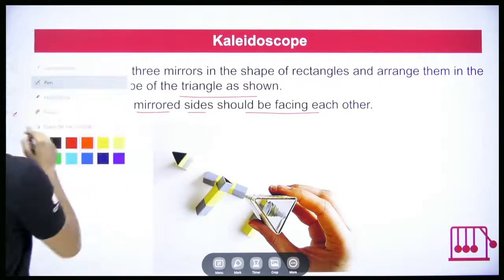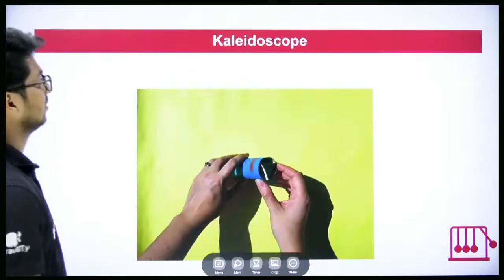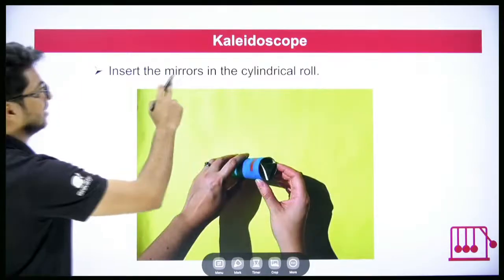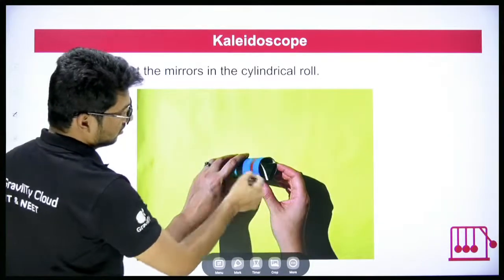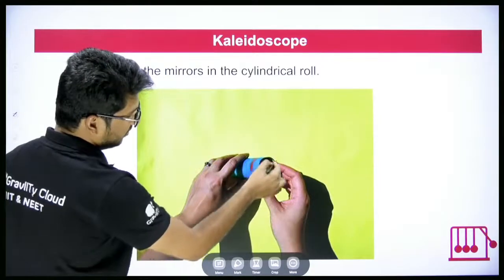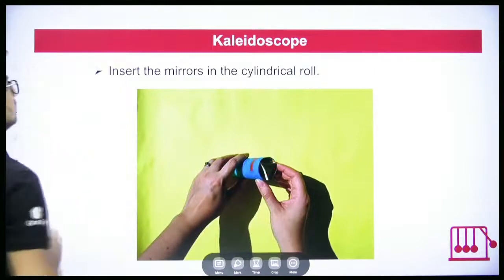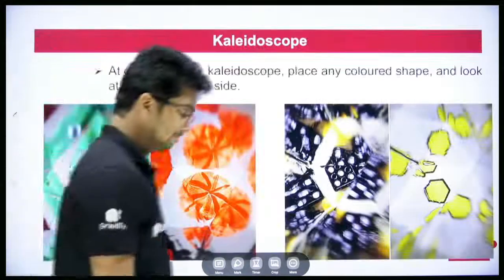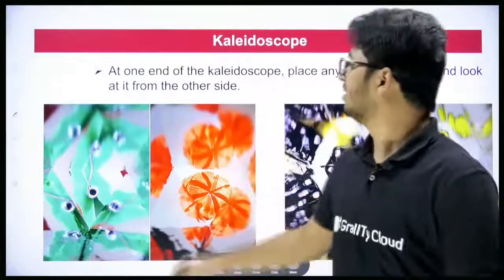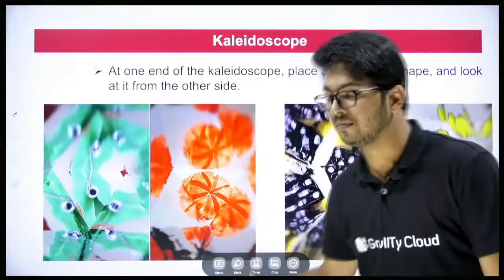And then after that is done, it's very simple. Insert the mirrors in the cylindrical roll. There is a roll inside that we are inserting it into. I told you, the paper is for decoration purposes. And then all that you have to do is use the kaleidoscope that you have made.